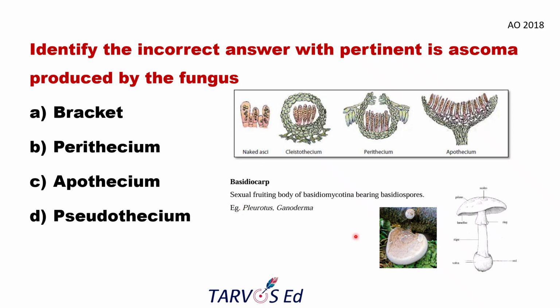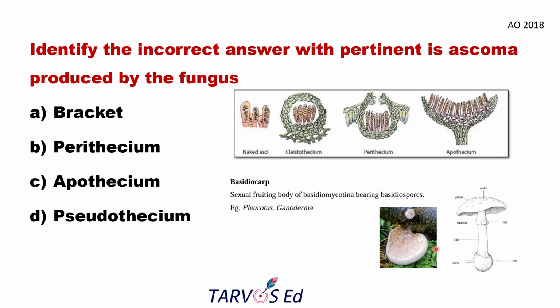Here you might have seen this while studying in some other topic, bracket, which is a sexual fruiting body in Ganoderma lucidum also. You might have seen this type of structure at the base of the infected tree. There is a mushroom shaped, bracket shaped, ear like structure, which is nothing but Basidiocarp, otherwise called bracket, the sexual fruiting body produced by the Basidiomycota.